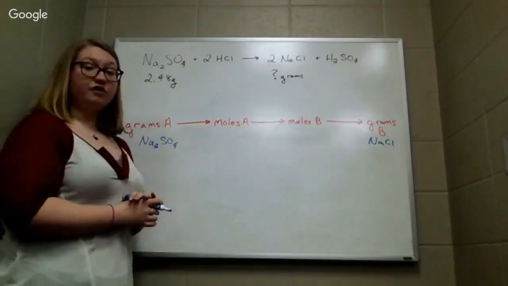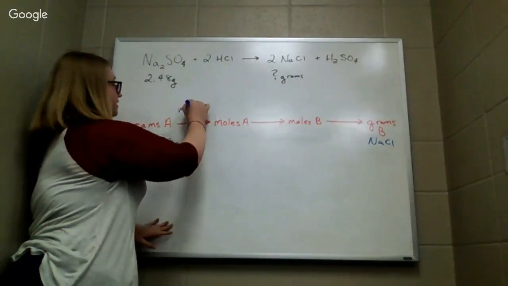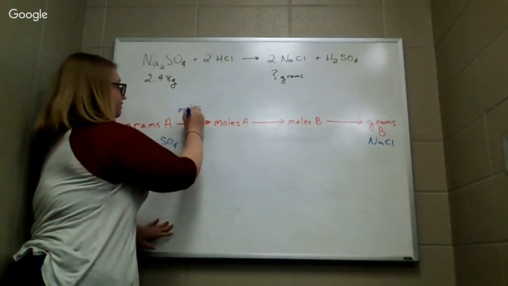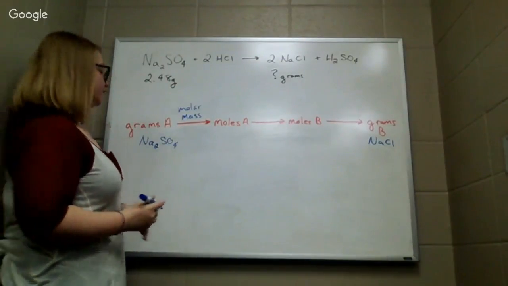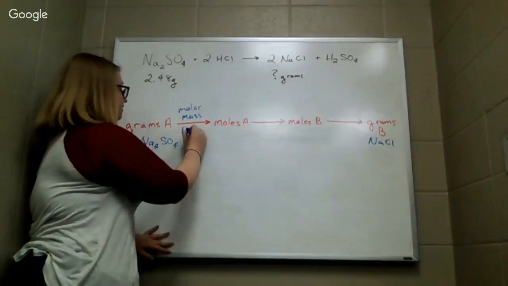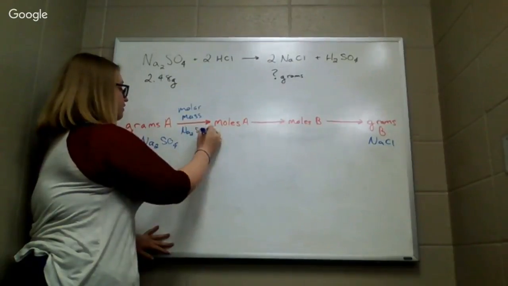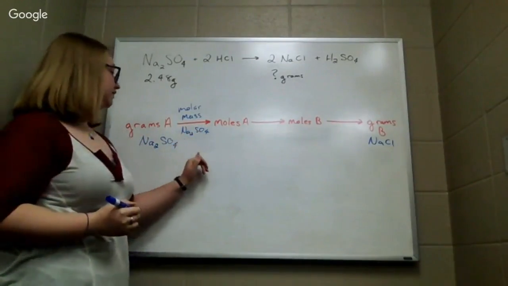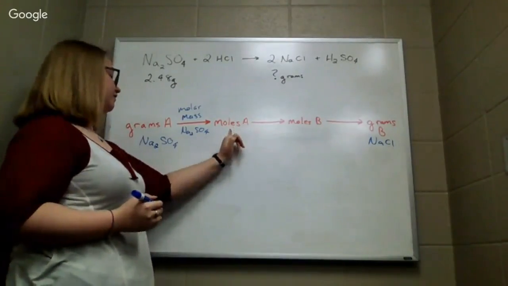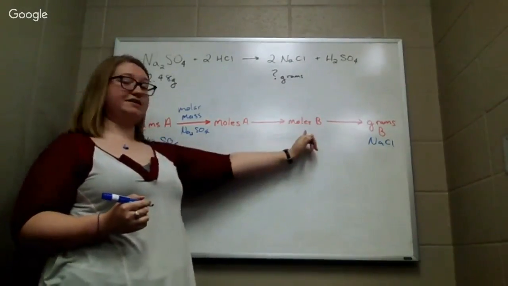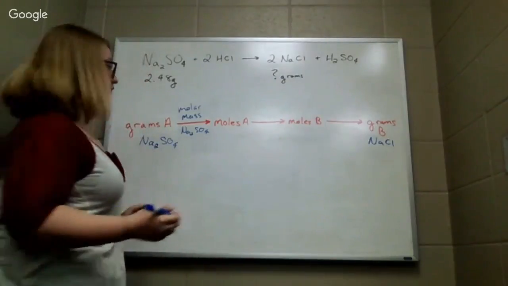So to get from grams of sodium sulfate to moles of sodium sulfate, I'm going to be using a conversion factor. And that conversion factor is going to be molar mass, or formula weight, or molecular weight. It's whatever your professor feels like using. In this case, I'm specifically going to be using the molar mass of sodium sulfate. Then to go from moles of substance A, in this case moles of sodium sulfate, to moles of NaCl, I will be using a mole-to-mole ratio.